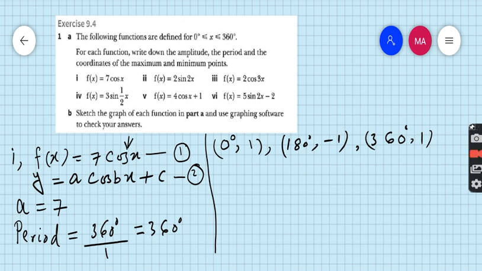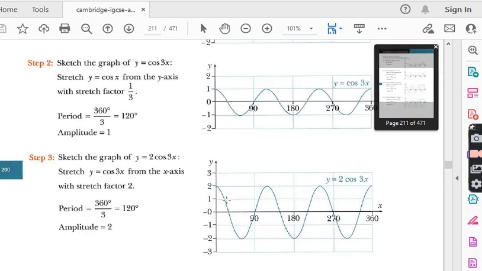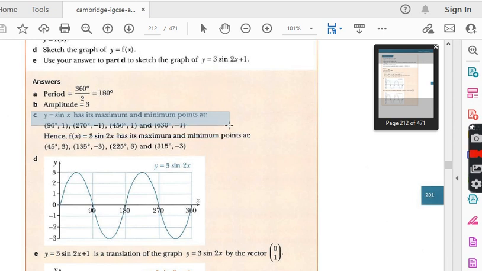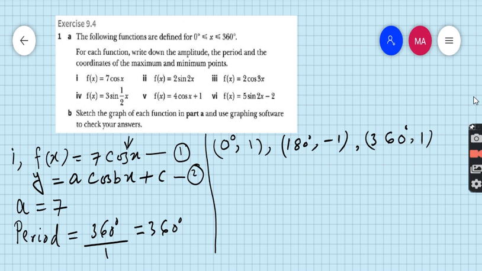If you can see the example which is given before exercise 9.4, this one, this C part, y equals sin x, has its maximum and minimum points at 90 degree at 1, 270 degree at minus 1, 450 degree and 1, and so on. What I wrote over here, I am not going beyond 360 degree because the period is 360 degree. But if the period is other than 360 degree, then I will change some values. So these are the maximum and minimum values of the function y equals cos x.